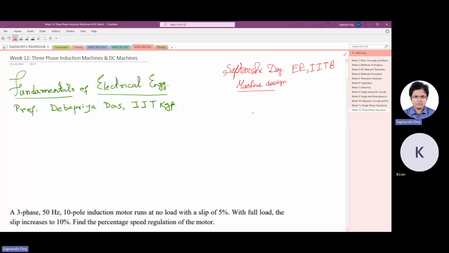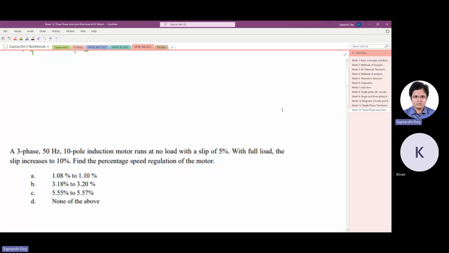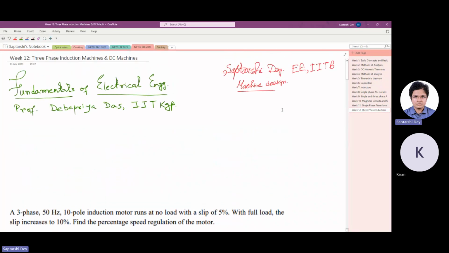I take this class every Monday 6 to 8, but I have some commitment next Monday, so I preponed this 12th session, which is also the last session here today. So this is going to be the last session of this course from my side, and we are going to solve questions on three-phase induction machine and DC machines in today's class.